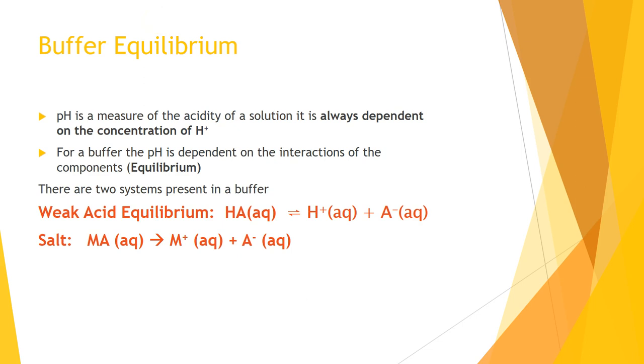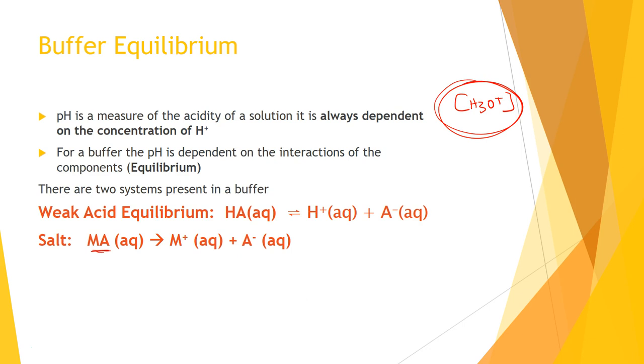A couple of things to remember is that pH is a measure of the acidity of solution, and it's always dependent on the concentration of H plus or H3O plus, okay? So it doesn't matter what's happening to the other things in the system, we're really focusing on what happens to the concentration of H3O plus. So when we look at the equilibrium system, there's going to be two systems present in the buffer. For the weak acid, it's going to be dissociating into H plus and A minus. And if we have a salt, we're going to have the positive part of the salt and negative part of the salt, which are going to dissociate.